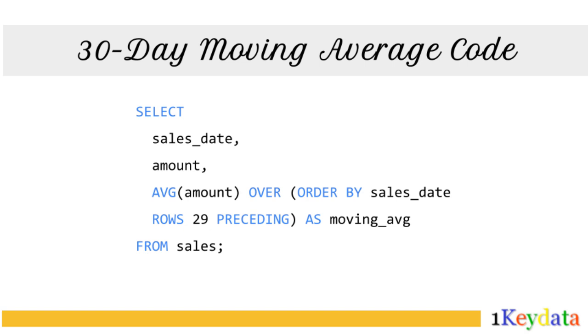Need a longer-term trend? Just adjust the number of rows. A 30-day moving average uses 29 preceding rows, helping you see longer-term trends.